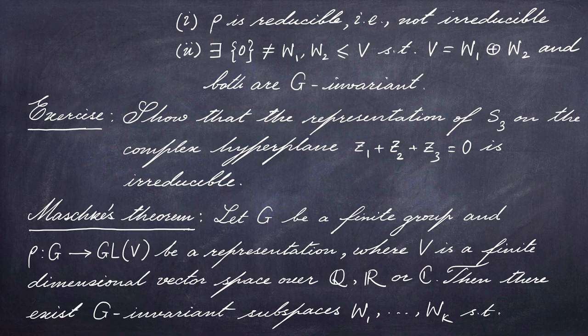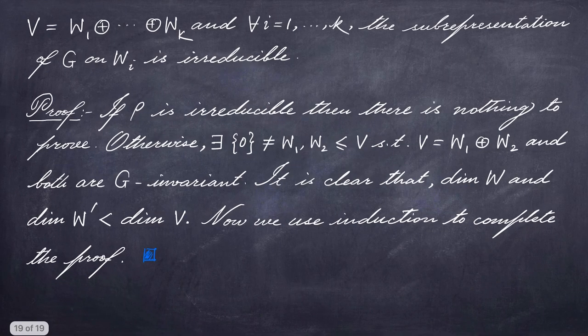It says that if G is a finite group having a finite dimensional representation V, then there exist G invariant subspaces such that V can be written as a direct sum of W1 to Wk, and one cannot further decompose that. That is, the sub-representations on each of the Wi's are irreducible.